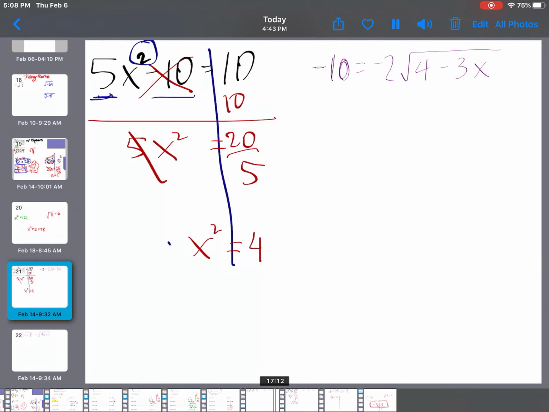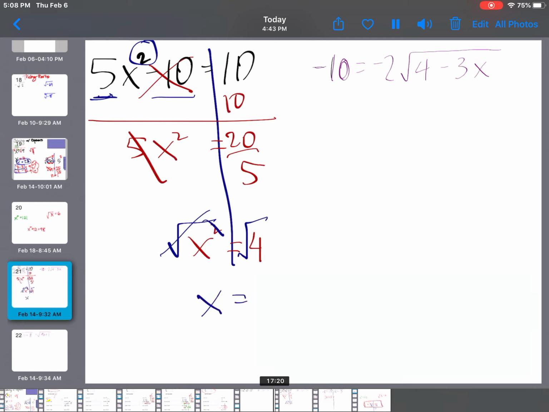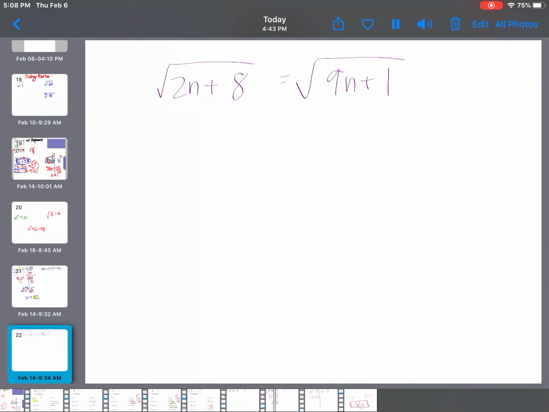Now, before we go any further, let's check and see. This is going to have a squared on it. That means we are going to have 2 answers. The inverse of squared is square root. Whatever we do to one side, we have to do to the other. This is going to have 2 answers. Because of the squared, we have positive and negative 2. Now we're not going to do that tricky problem. We'll try this one.